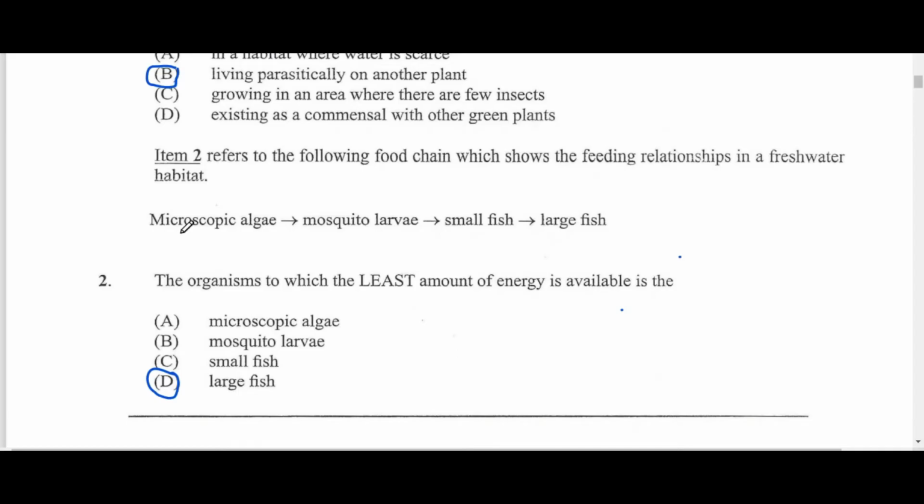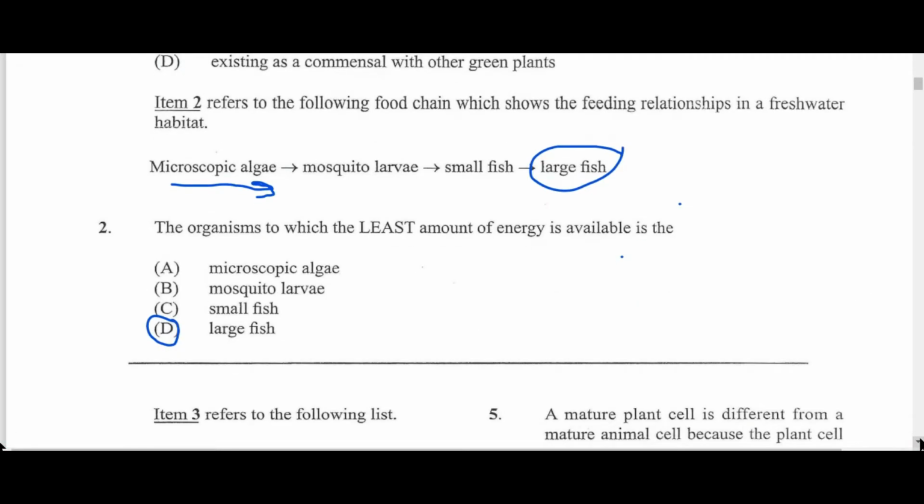It is considered that as we move away from the producer, the energy available is being reduced by 10%. So by the time we get to the end of a food chain here, there would be but little energy for those organisms to use.